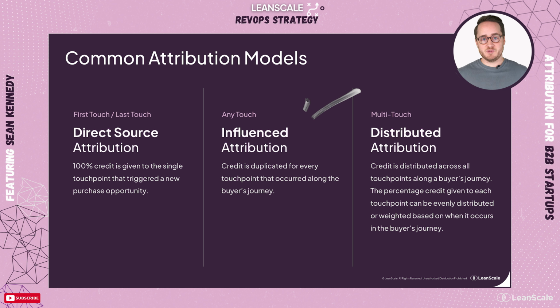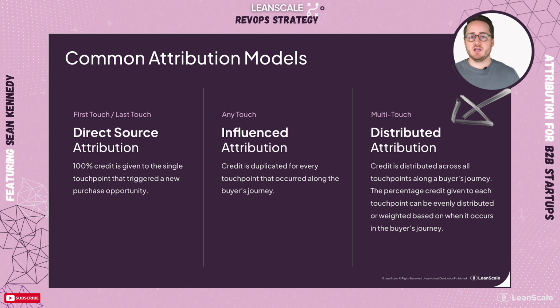Another model is influence attribution, which gives all the credit to every touch point that occurred along the buyer's journey. This effectively duplicates credit for each touch point, and I'll show you what I mean by this later on. And lastly, distributed attribution, also known as multi-touch attribution. This distributes credit across all touch points along a buyer's journey. The percentage credit given to each touch point can be evenly distributed or weighted based on when it occurs in the buyer's journey or the perceived intent level of the touch point.